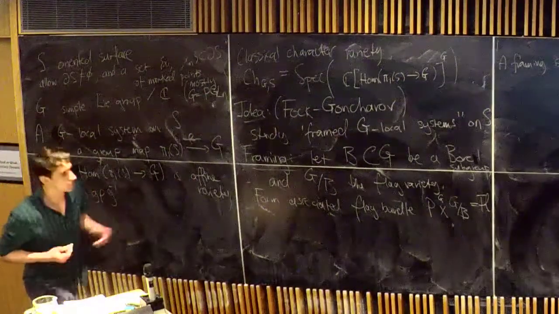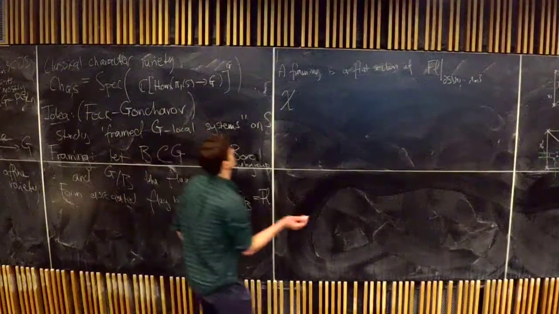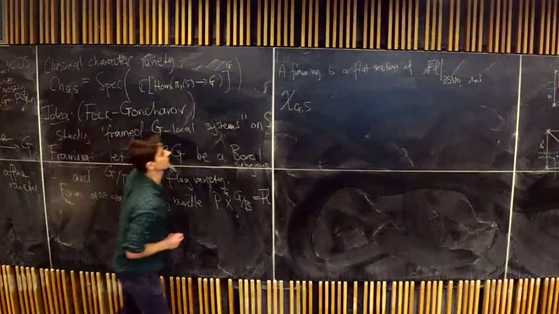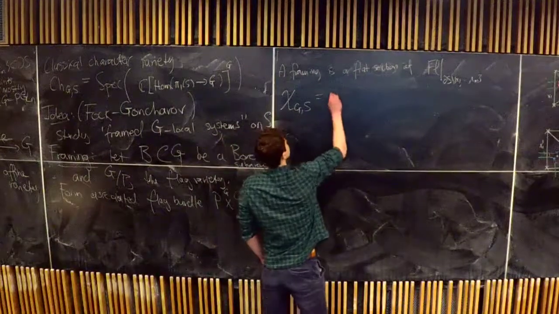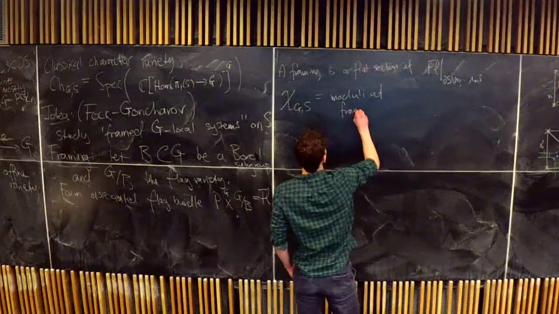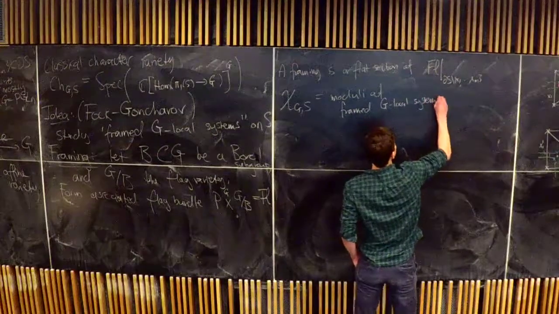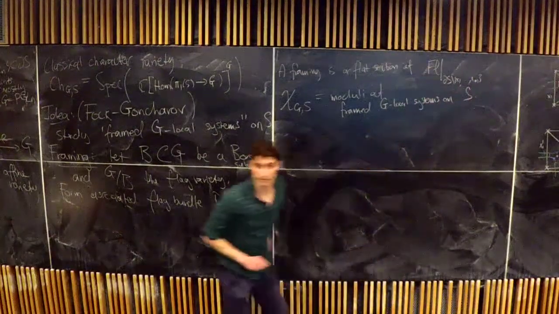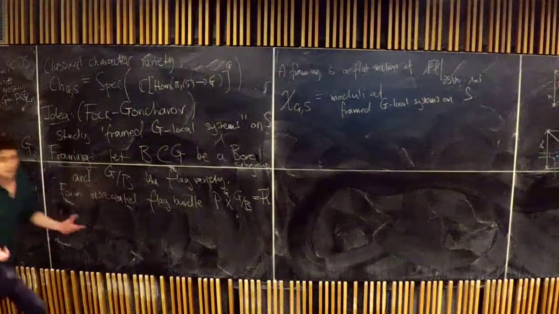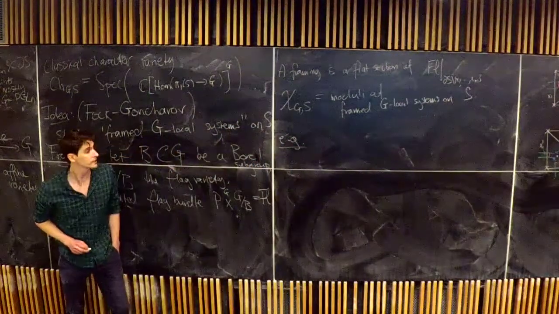All right, so let me first define this framed character variety. Let's call this fellow chi GS. So this thing is going to be a moduli of framed G local systems on our surface. Okay, so let me unpack for you what this framing data consists of in a few simple examples.